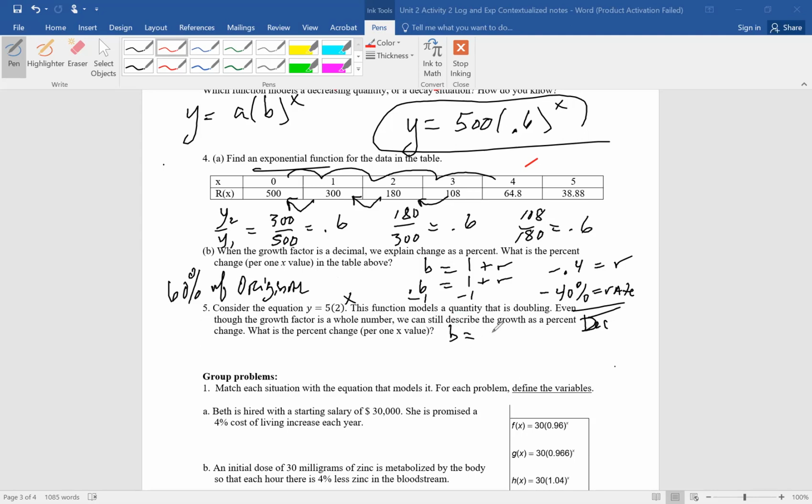Remember, b equals 1 plus r. If it's 2, and I might have done this in a previous example, but it's okay to revisit it, 1 equals my rate. Now, what is 1.00? If that's my rate, you should be telling me it's 100%. And because it's positive, the way we'll talk is the percent change, it's increasing by 100% each time.